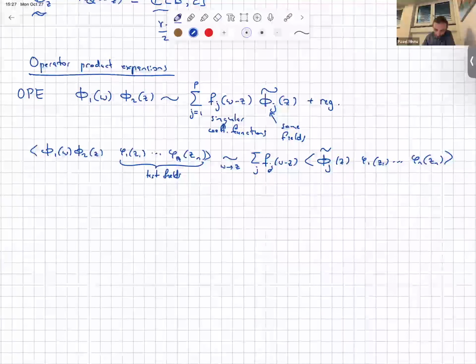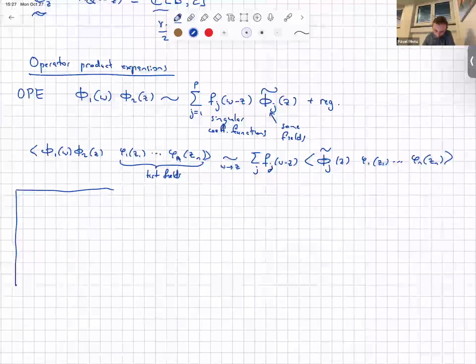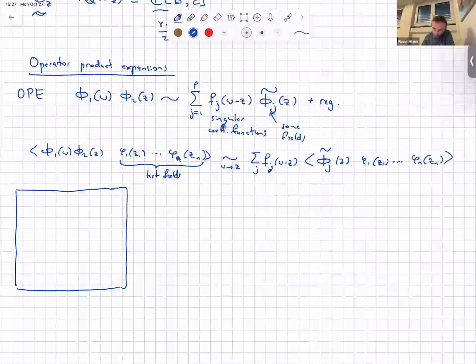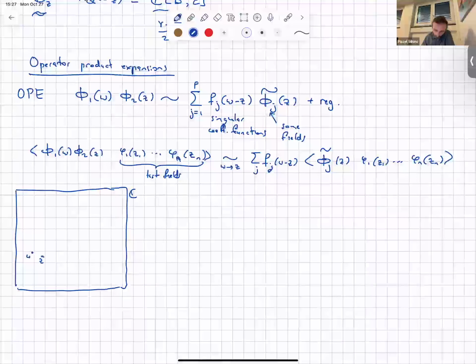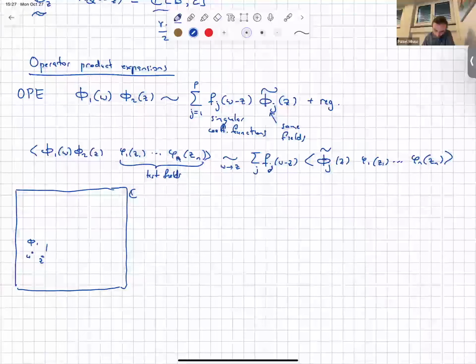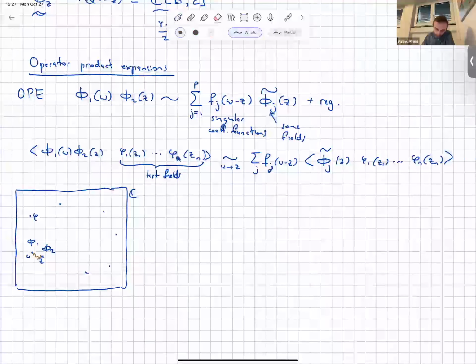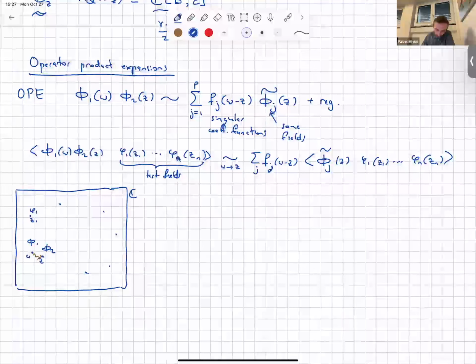So maybe again, how to think about it. We are on the complex plane, although we could have been on a more general surface. And I have points W and Z, and I have my two fields Phi1 and Phi2, and I'm considering the limit of W approaching Z. And I also have a bunch of other points where these test fields are plugged in.